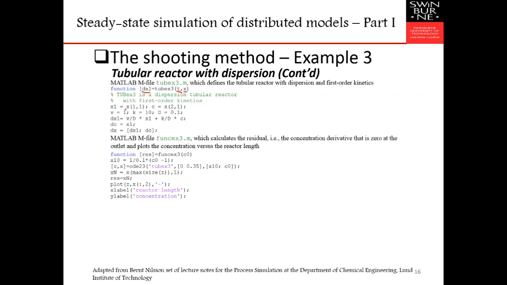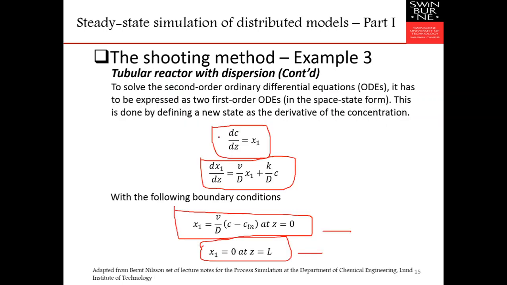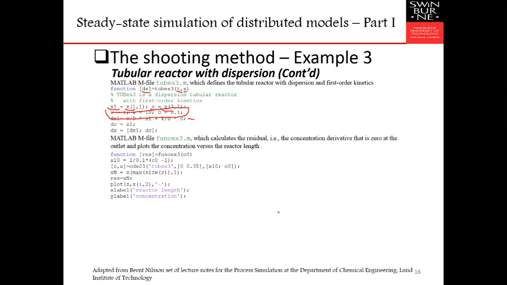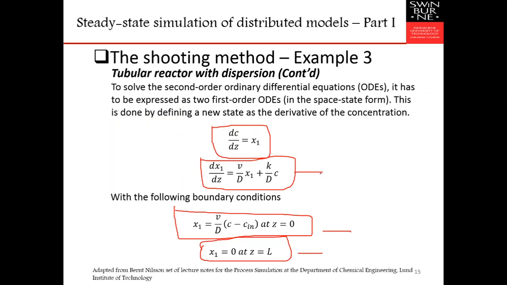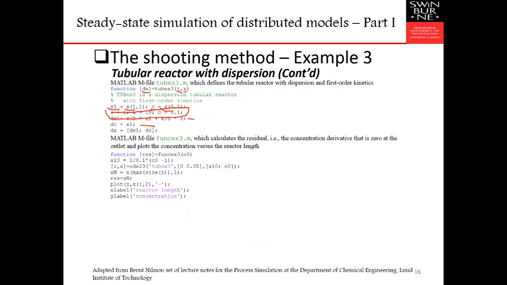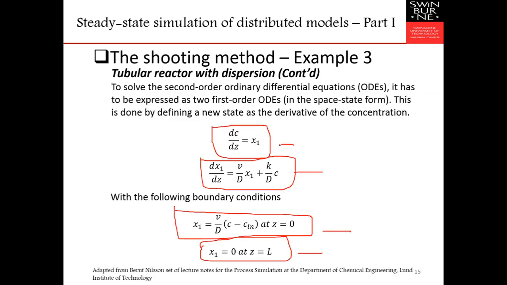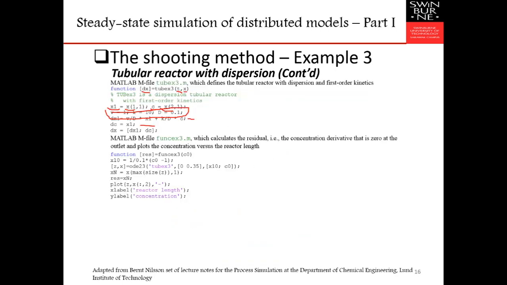And then this x in here is a matrix where the first component is the derivative of the concentration with respect to the z variable, and this c is the concentrations, and all of this is basically a constant. Then this dx1 is basically these equations in here, and your dc in here is basically your x1 in here.